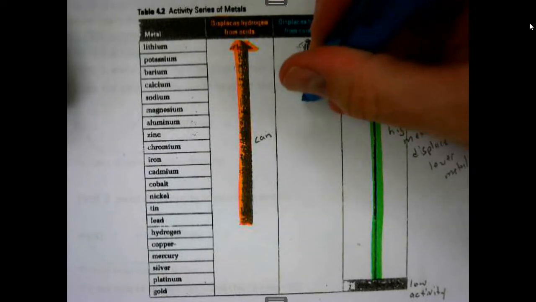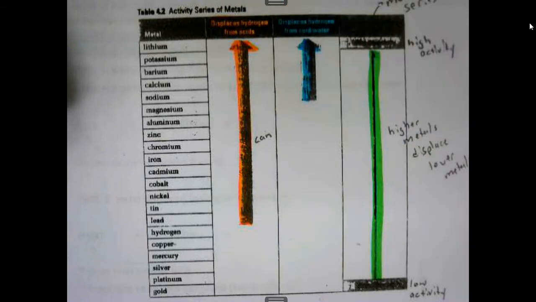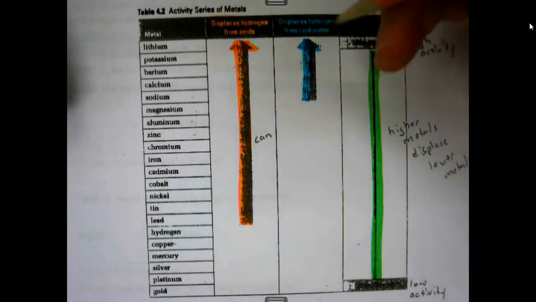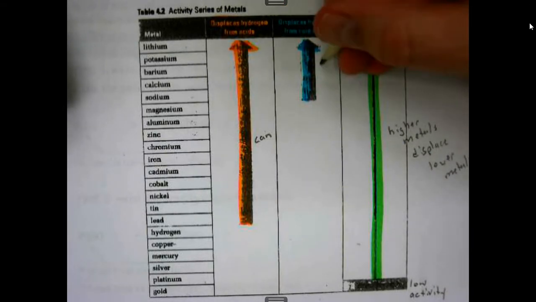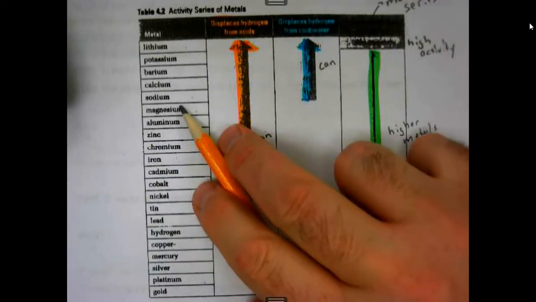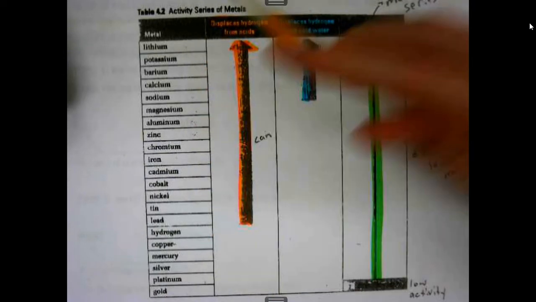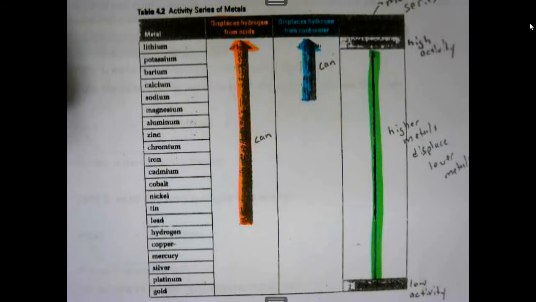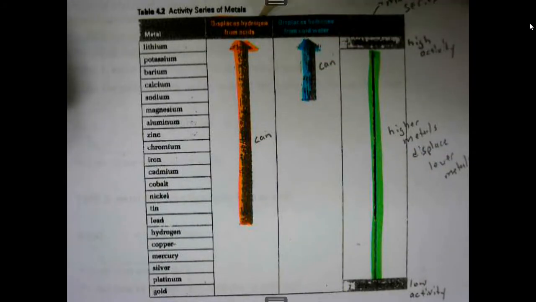All right, so that's here. And the arrow works the same way as the arrow here. So anything that's above sodium, and sodium itself, can displace hydrogen from water. Now these are displacing specifically hydrogen from acids, and we already know that acids always have H, and then displacing hydrogen from water. And we'll show you what that means in a little bit.